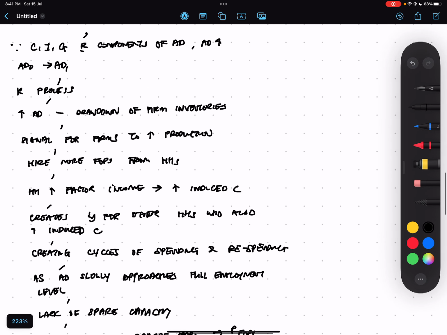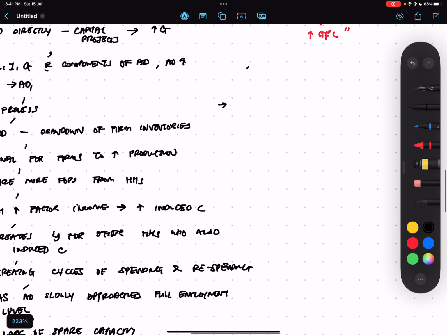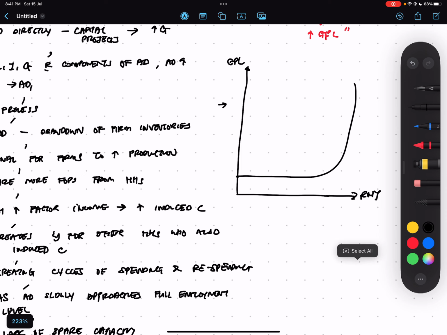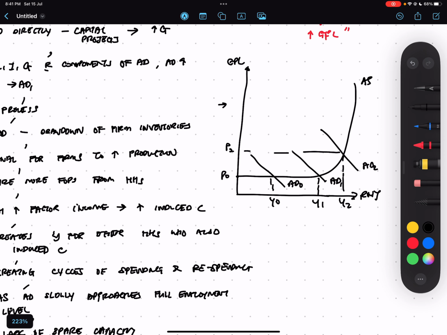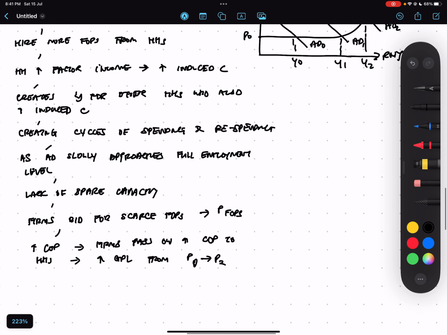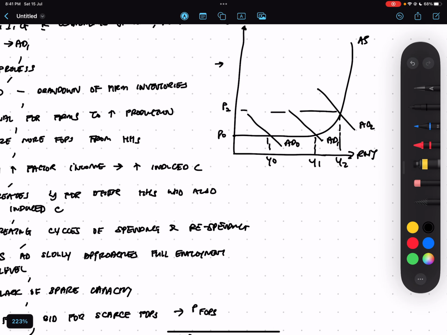Maybe we can start by saying that, for the diagram, initially we were here, right? Through the multiplier process, you will get somewhere here. But then AD continues to increase, and so maybe now you are here. Y2, now you have P2. Also, that should be P0, let's change P0 to P2. Okay, so that's basically what's happening.